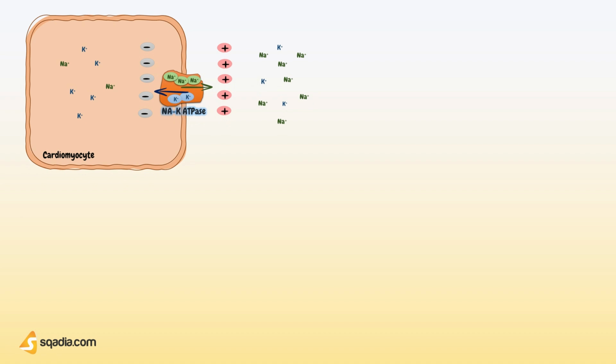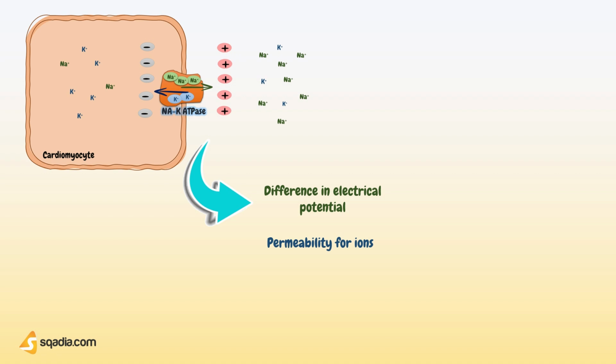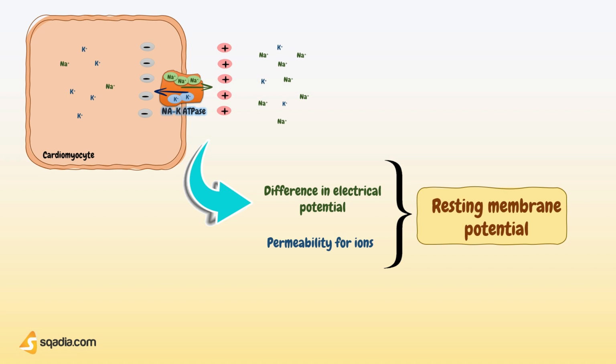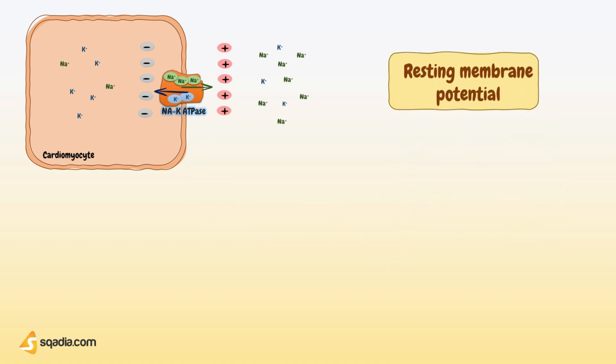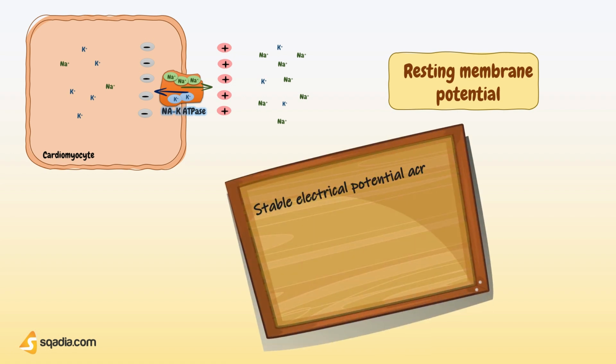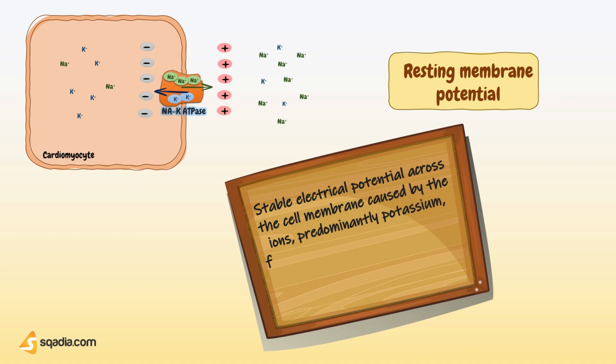So until now, we learned that the distribution of positive and negative ions is not the same across the membrane, inside and outside the cell. This difference in ionic charge concentrations, together with the difference in permeability for these ions across the membrane, establishes the resting membrane potential of the cells. Let's define it properly before knowing its further details. The resting membrane potential is the stable electrical potential across the cell membrane caused by ions, predominantly potassium, flowing down the electrochemical gradient that was established by the sodium-potassium pump.